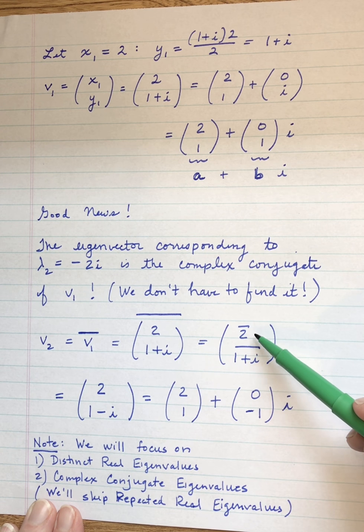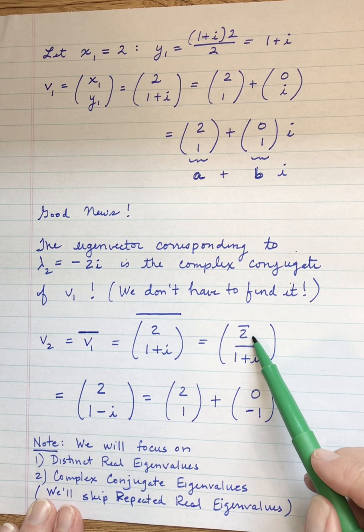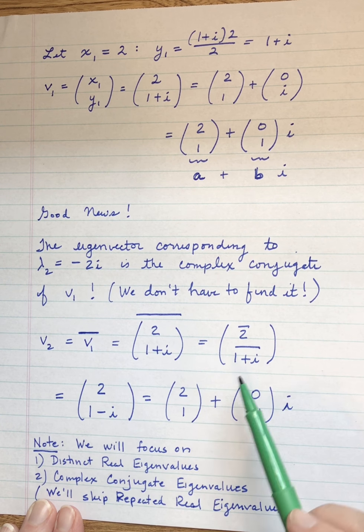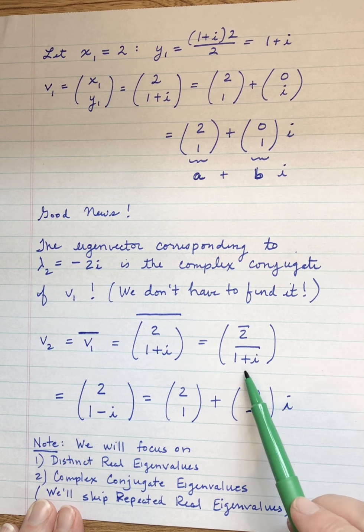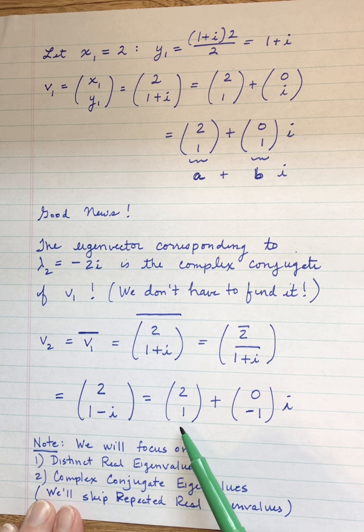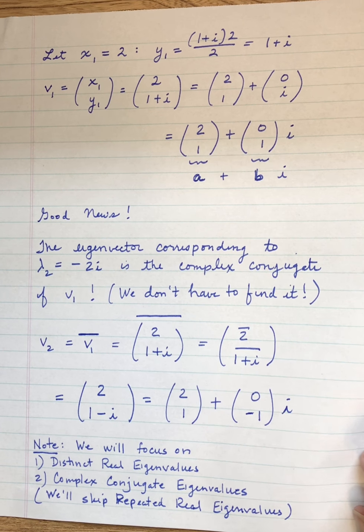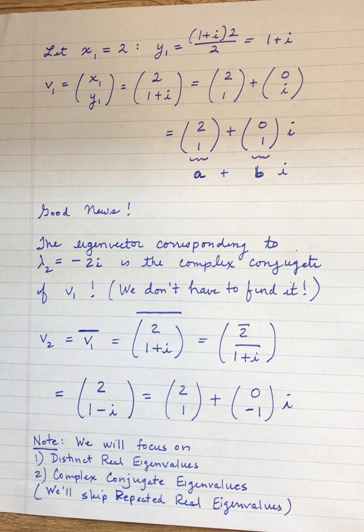So that just means you take the complex conjugate of each component. The complex conjugate of a real number is just the real number. The complex conjugate of 1 plus i is 1 minus i. And again, I pulled apart the real parts and the imaginary parts. But that's just something we'll work with when we're solving differential equations.